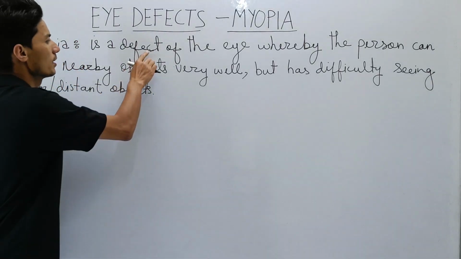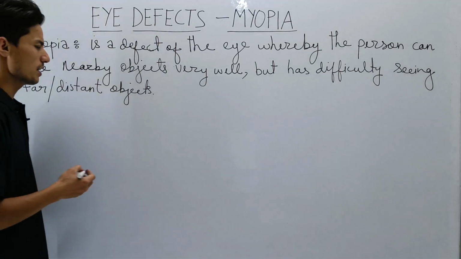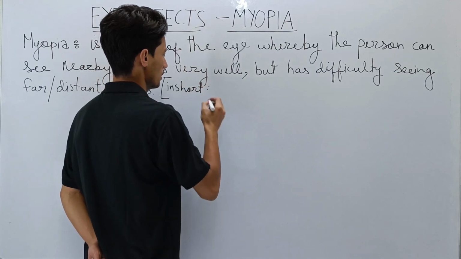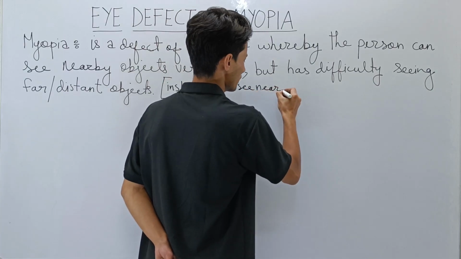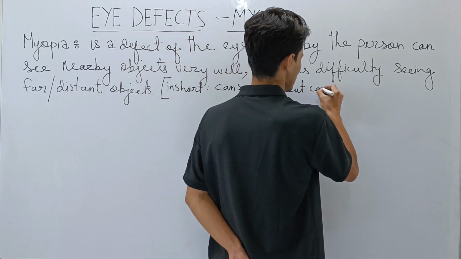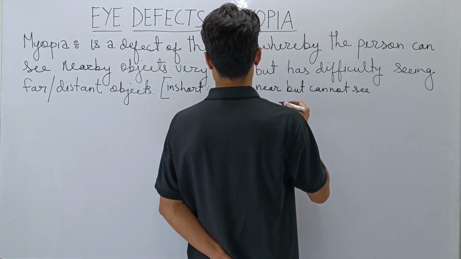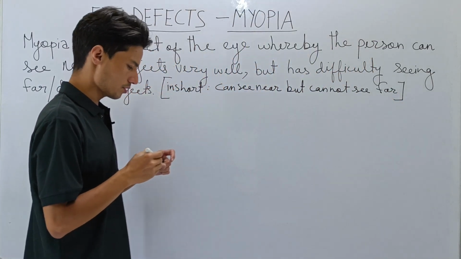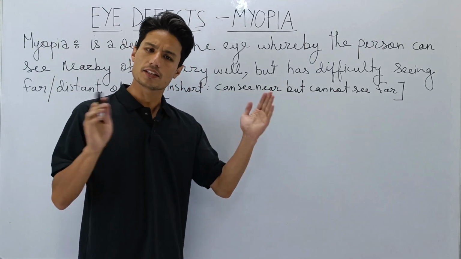Myopia is a defect of the eye whereby the person can see nearby objects very well, but has difficulty seeing far or distant objects. Okay, in short, a myopic person can see near but cannot see far. All right, in short, a myopic person can see nearby objects without any difficulty.